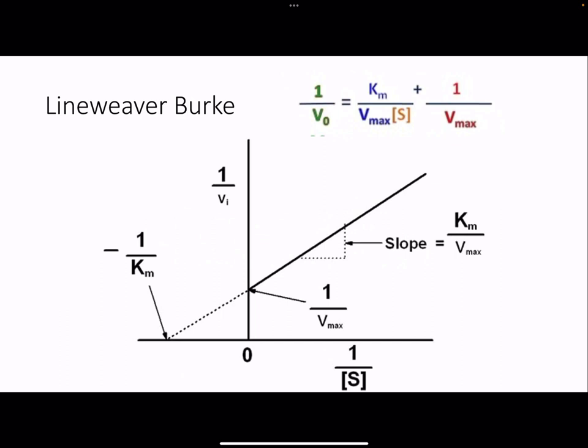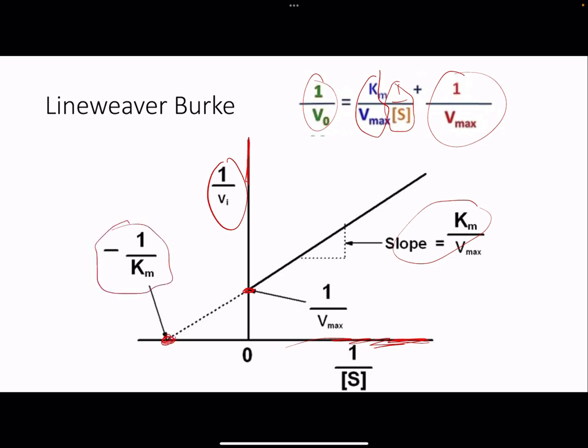So if we look at this, this is our y, so this is the y-axis, it's 1 over v. Km over Vmax is our slope, so that is our slope. Rise over run, change in y over change in x. And then 1 over s is our x. And then 1 over Vmax is where our line crosses the y-axis, the y-intercept. Now, this one is important to know too. It's kind of weird. The x-intercept is actually negative 1 over Km. Why is that?